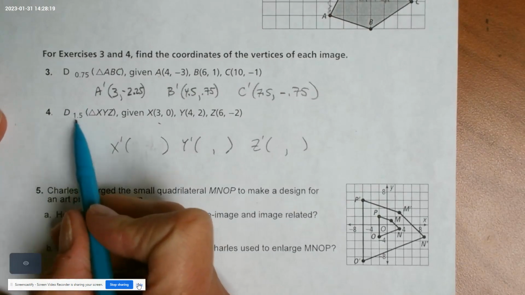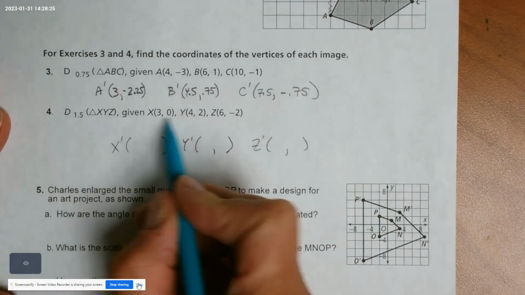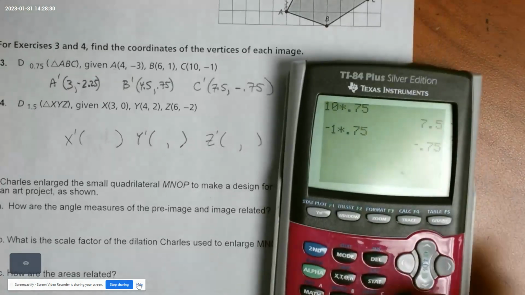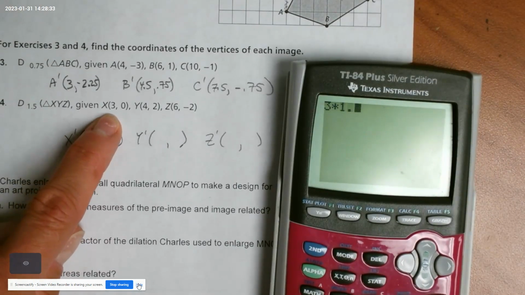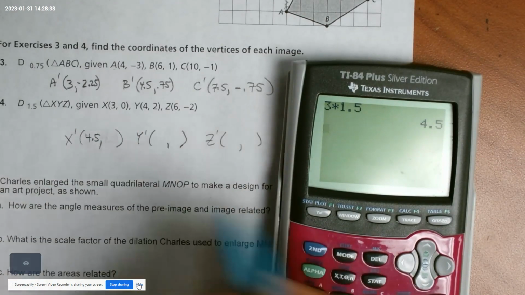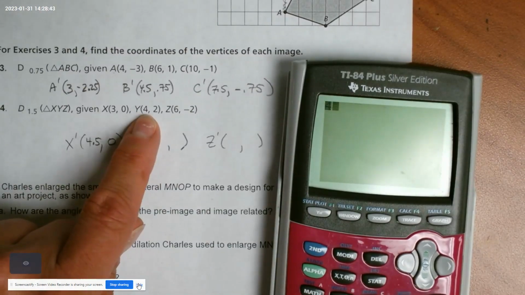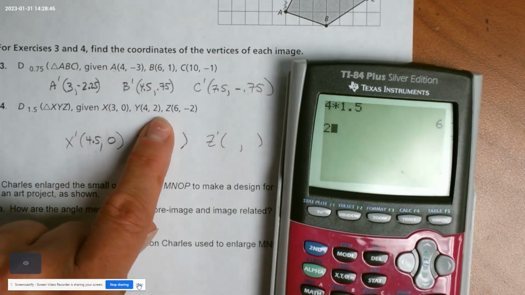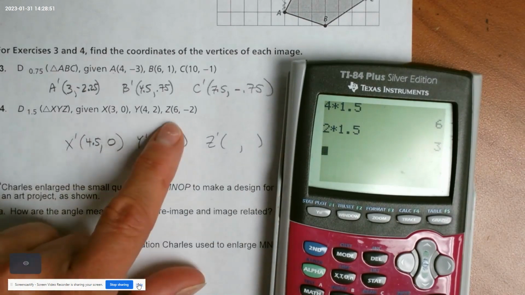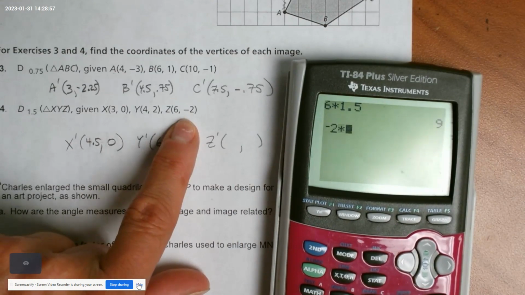Okay, for a dilation of 1.5, since it's more than 1, these are going to get bigger. Again, I just need to multiply all of these numbers times 1.5. So get my calculator here, clear it, and do 3 times 1.5, which is 4.5, and 0 times anything is 0, so I won't waste my time doing that. And I got 4 times 1.5 and 2 times 1.5. So y is now 6, 3, and clear 6 times 1.5 and negative 2 times 1.5.